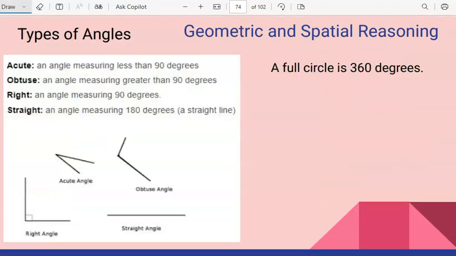Types of angles. Acute, an angle measuring less than 90 degrees. Obtuse, an angle measuring greater than 90 degrees. Right, an angle measuring 90 degrees. Straight, an angle measuring 180 degrees, a straight line. A full circle is 360 degrees. Here's an example of what each of those angles look like.